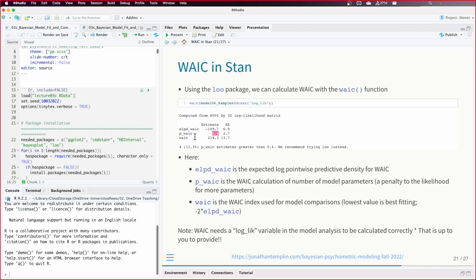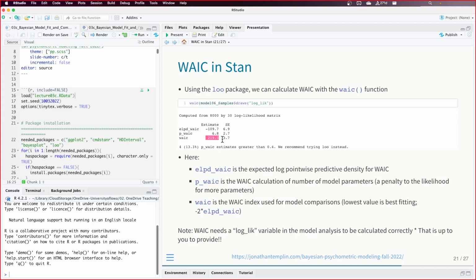So where ELPD underscore WAIC is this negative number, WAIC multiplies this term by -2, putting it to a positive, which makes it so that what we compare with our models, if we're using WAIC, we want the smallest value for each model. Okay? How are we doing?